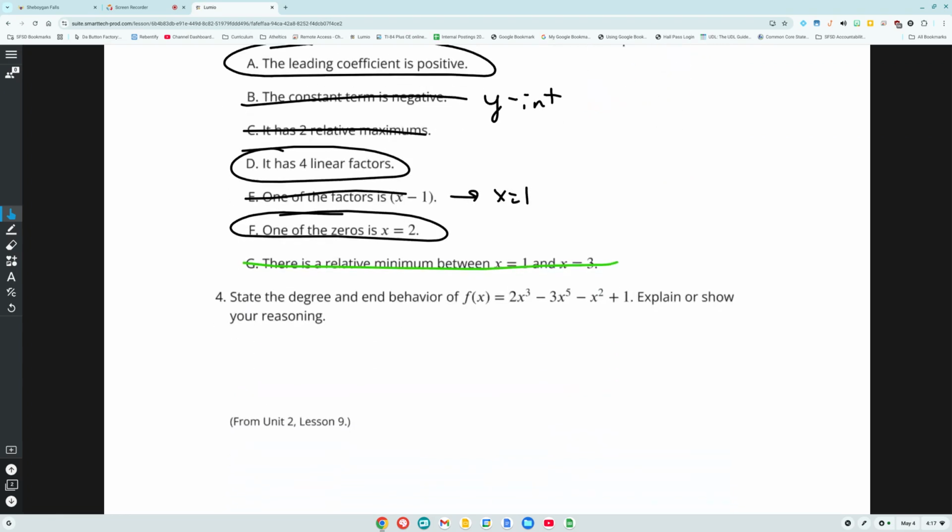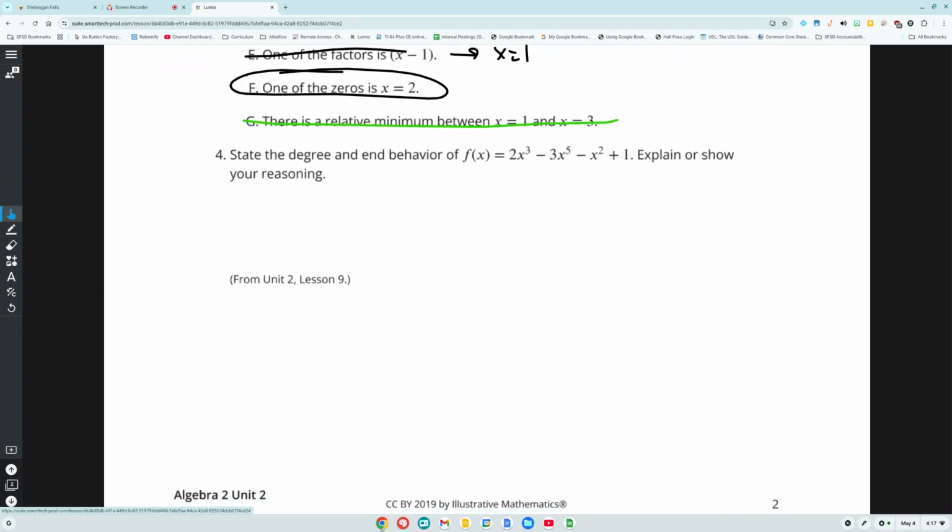All right. Question 4 says state the degree and the end behavior of 2x to the third minus 3x to the fifth minus x squared plus 1. Well, I have to be careful because this thing isn't even in standard form. If I did put this thing in standard form, I would have negative 3x to the fifth plus 2x to the third minus x squared plus 1. The degree is not in descending order, which is why it's kind of easy to make a mistake here.